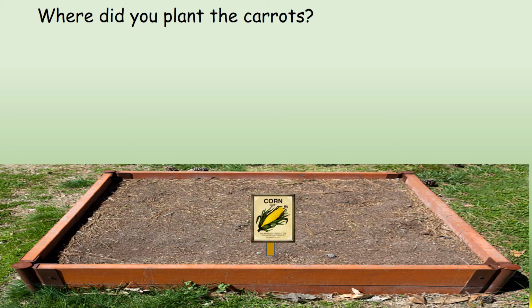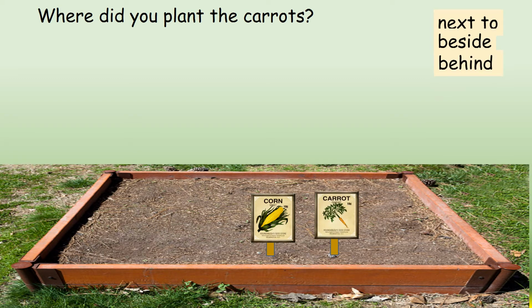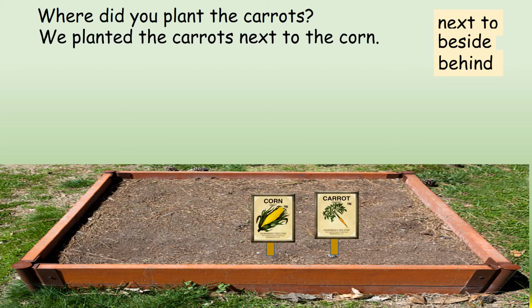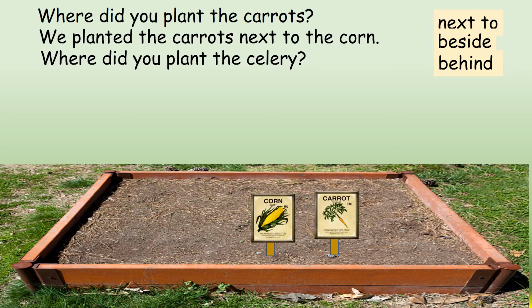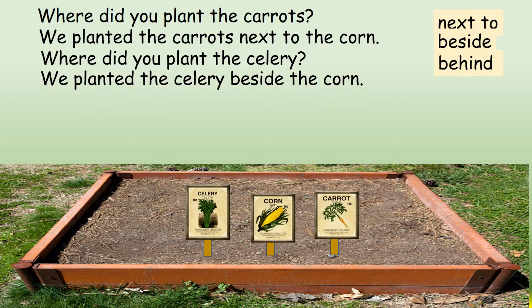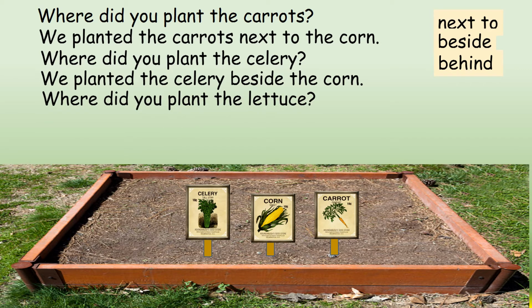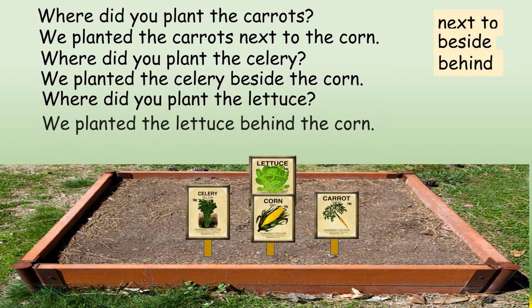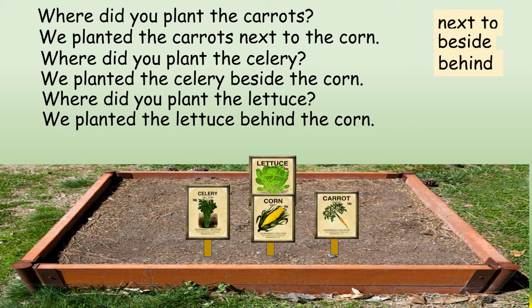Where did you plant the carrots? Next to, beside, behind. Where did you plant the carrots? We planted the carrots next to the corn. Where did you plant the celery? We planted the celery beside the corn. Where did you plant the lettuce? We planted the lettuce behind the corn.